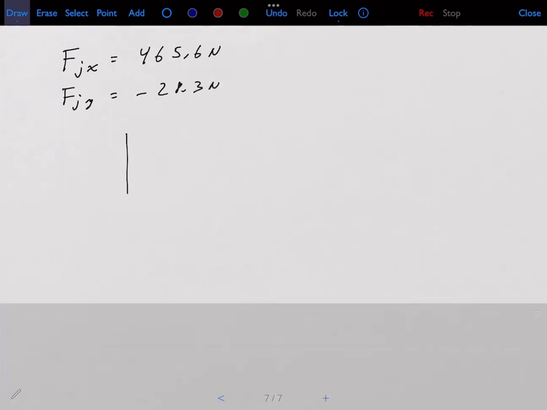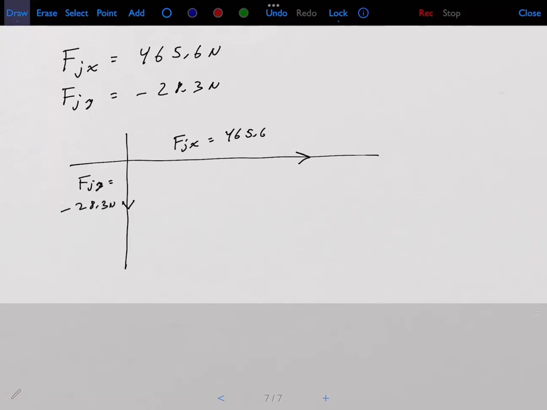So if I draw this out, it looks like the joint force is going to be pointing in the fourth quadrant. Right? So Fjx is positive, this is 465.6. And then Fjy was negative 28.3 newtons. So the actual vector, Fj, has got to be in that fourth quadrant like this. So this is Fj, and it's at some angle theta here.